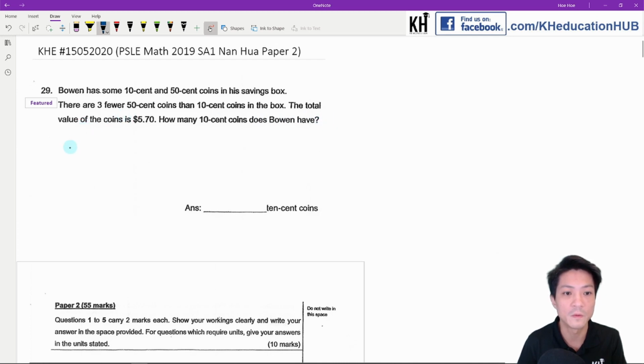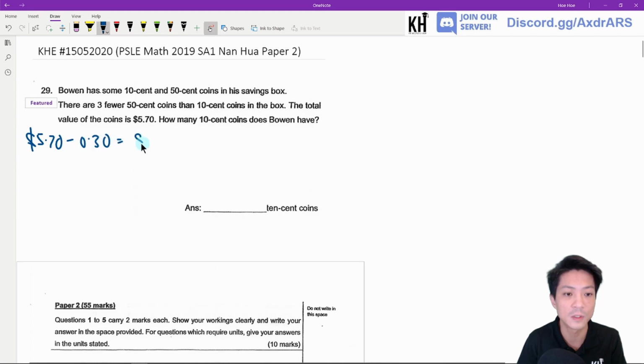Okay, so for this question, since there are 3 fewer 50-cent coins than 10-cent coins, which means that there will be 3 more 10-cent coins. So we're going to first remove away the extra 3 10-cent coins, which is going to be 570 minus away the 30 cents. I'm going to get 540. Okay, so remember, for this $5.40, there will be an equal number of 50-cent coins and 10-cent coins.